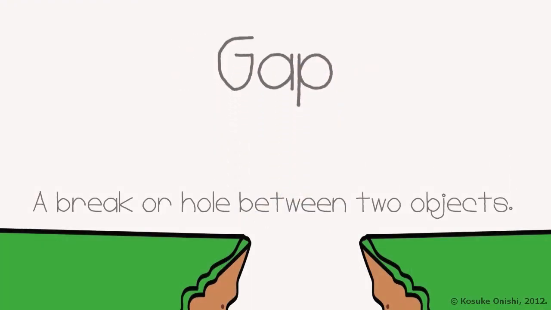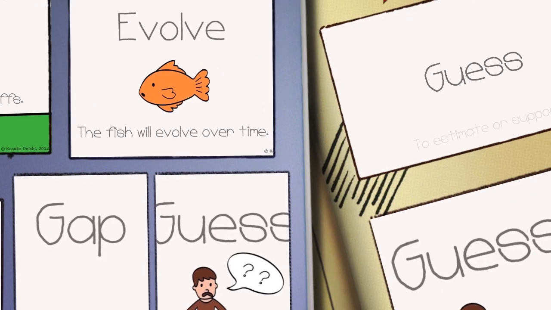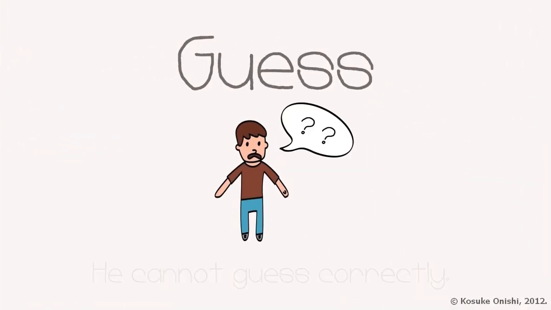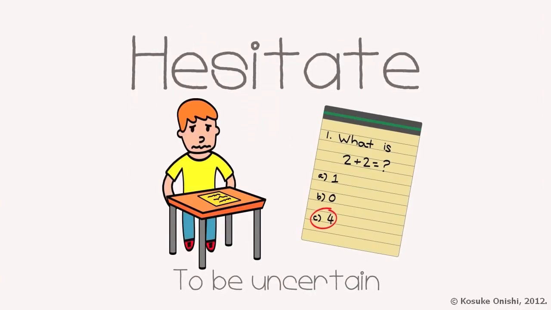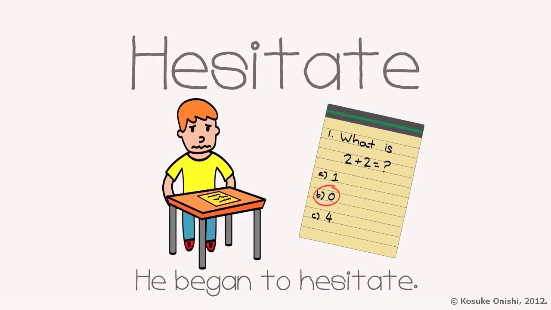Gap. A break or hole between two objects. There is a gap between the cliffs. Guess. To estimate or suppose. He cannot guess correctly. Hesitate. To be uncertain. He began to hesitate.